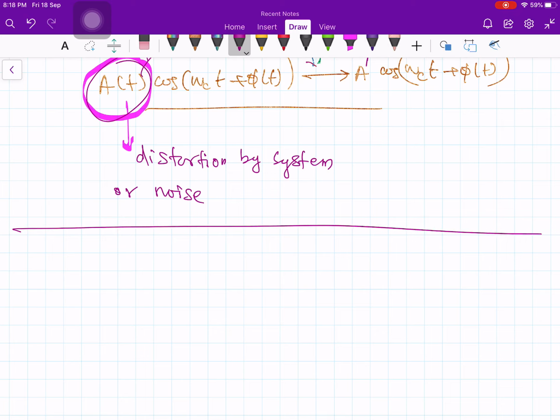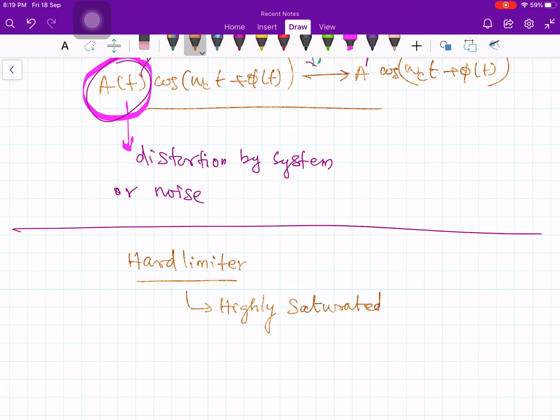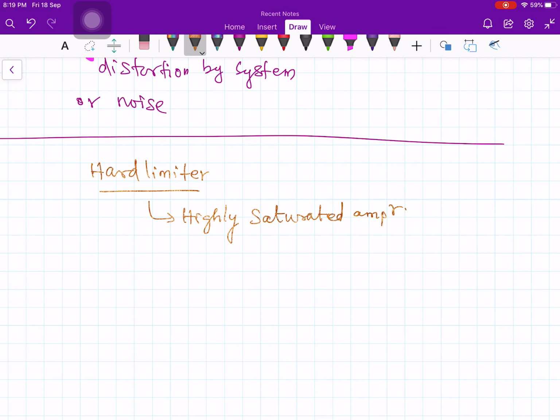Okay, so let us start with the hard limiter, or you can simply call it a limiter. Why is it called a hard limiter? I will tell you. The hard limiter is a device, as I mentioned, something like a highly saturated amplifier. It's basically an amplifier, but highly saturated. Or you could say it is a clipping circuit which clips at 0.